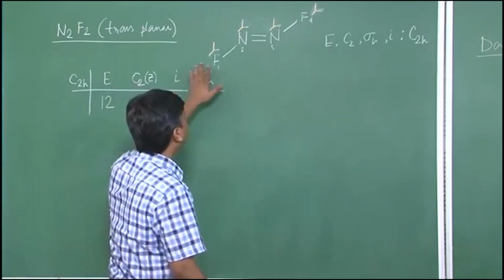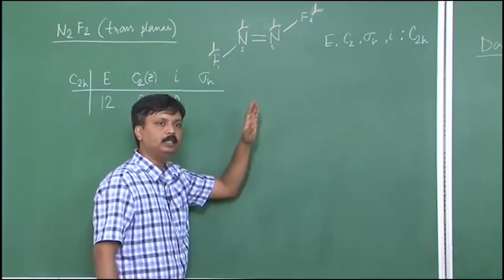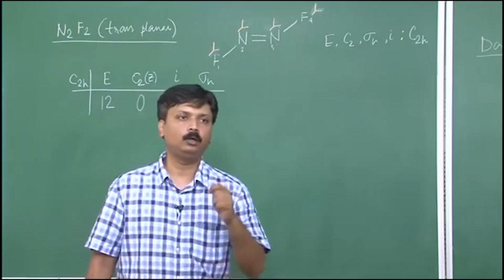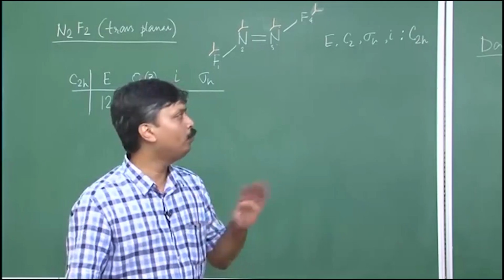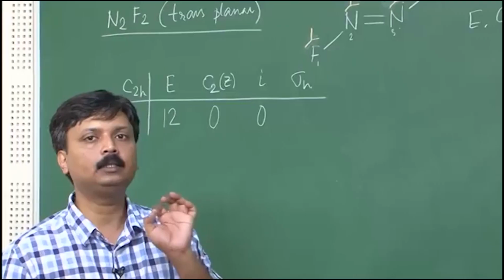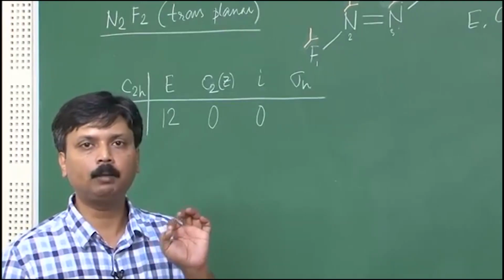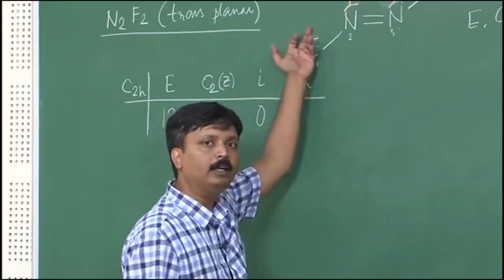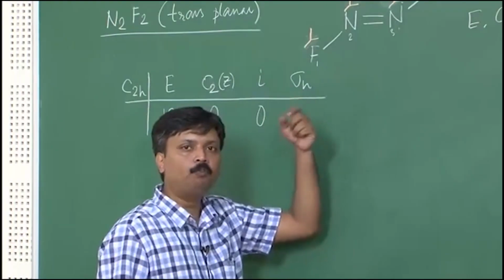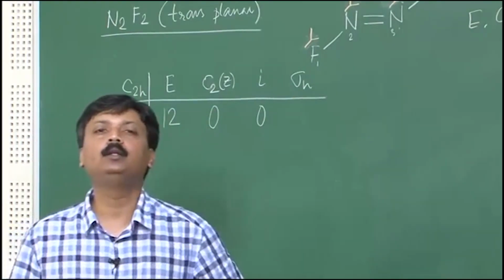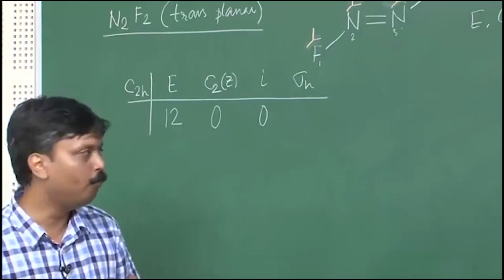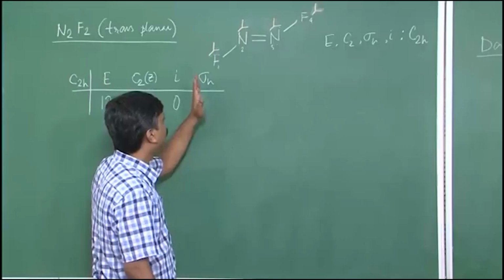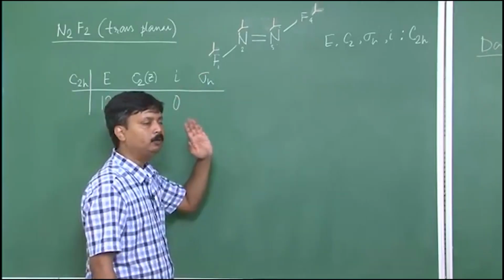This sigma h plane is nothing but the xy plane. So x and y coordinates will contribute 1 each. Overall I have a total of 4 x's and 4 y's, so the total contribution coming to the diagonal is plus 8, while z will be reflected to minus z. So 4 z coordinates will give me a minus 4 contribution. So overall, the contribution toward the diagonal of the representation for sigma h is 8 minus 4 equals 4.